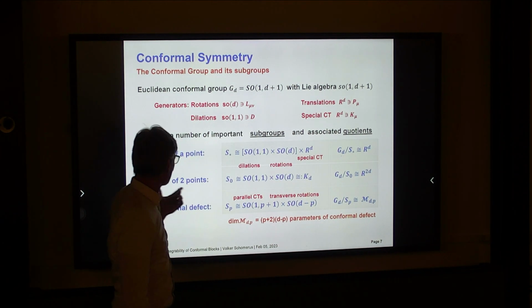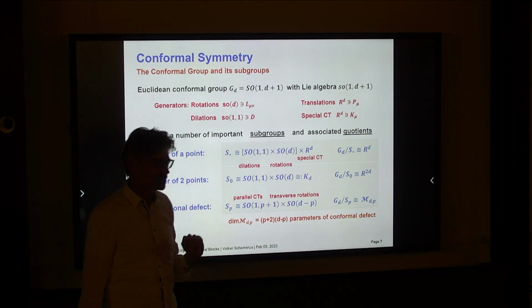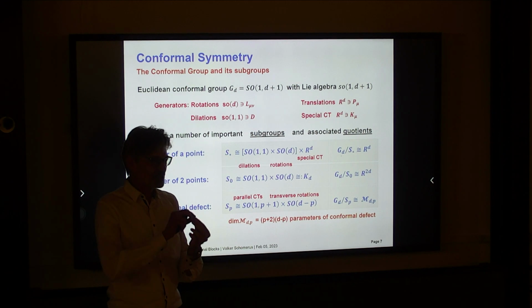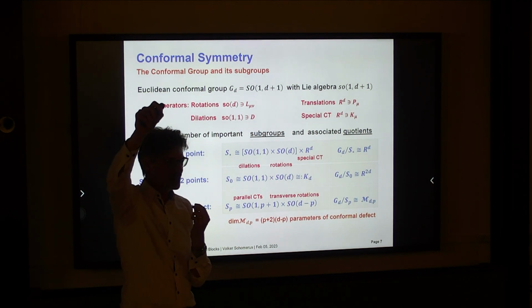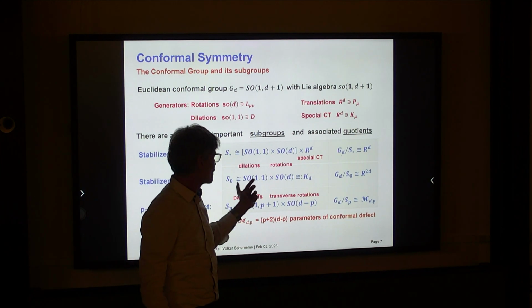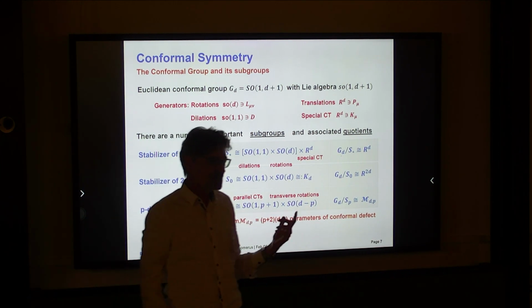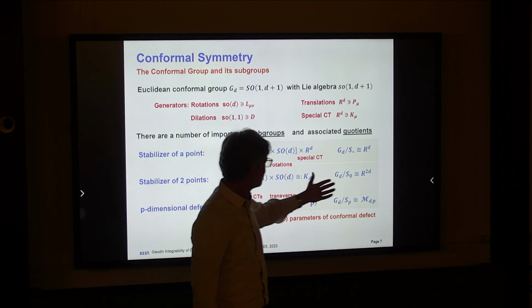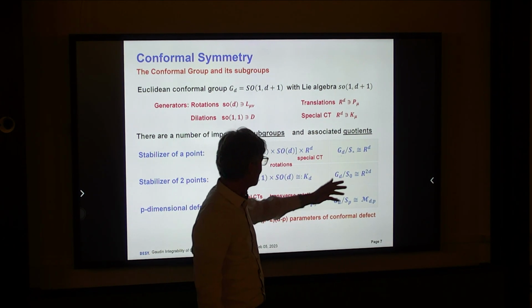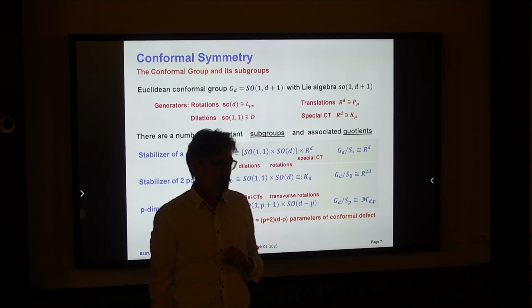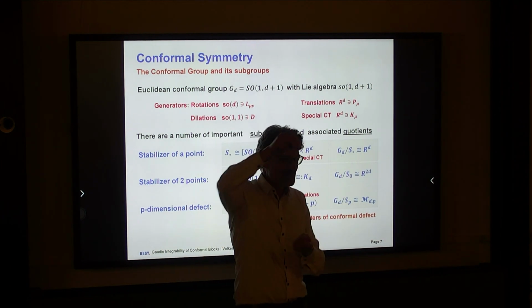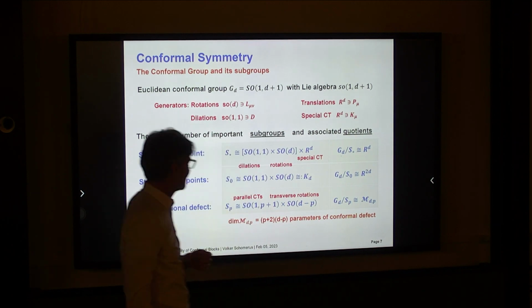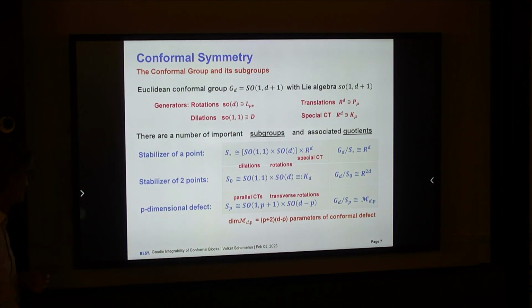So similarly, you can think of the stabilizer of 2 points. That will also play a role later on. So now you imagine you send one point to 0, the other one with the special conformal transformations to infinity. Then you still have dilations and rotations as symmetries of 2 points, right? And the quotient of G_d divided by the stabilizer group of 2 points is R to the power of 2d, which is really the movements of 2 points in the d-dimensional space.